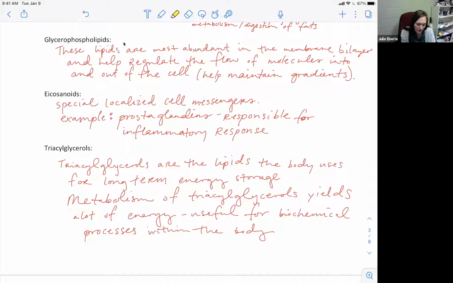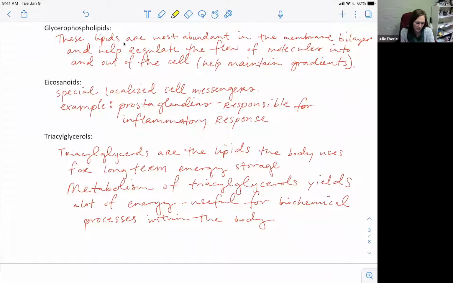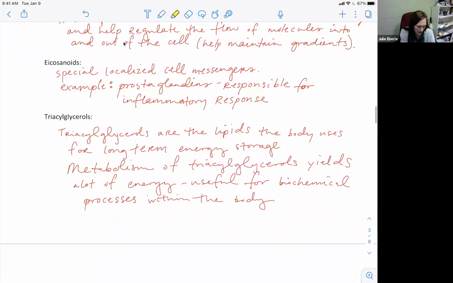All right, so eicosanoids, we said these are special localized cell messengers. The example we gave was prostaglandins. So they respond to inflammatory response when you get a cut or when you're injured. They're involved in the blood clotting process as well. I don't know if I mentioned that or not, but I know I gave you the example of inflammatory response and told you that they were cell messengers. So I didn't need a lot there.